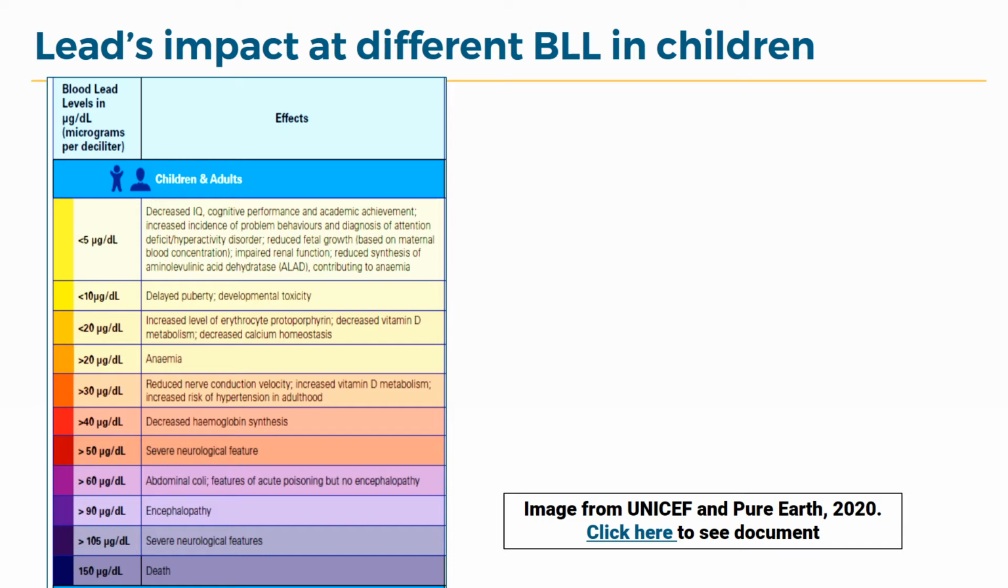Lead exposure affects a variety of processes, including neurological development, nerve conduction, production of red blood cells, and the metabolism of vitamins and minerals. Children with blood lead levels below 10 micrograms per deciliter are usually asymptomatic. The health impacts become more noticeable and severe as blood lead levels increase, with encephalopathy and even death occurring in ranges greater than 90 micrograms per deciliter.